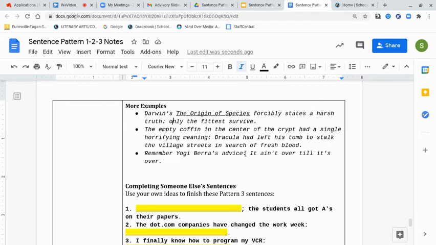Remember Yogi Berra's advice. What advice are we supposed to remember? It ain't over till it's over. This is one where it's capitalized in part because you could argue that it should be put in quotation marks. If you didn't use quotation marks, you would put a lowercase I on it. But what is the advice? It ain't over till it's over. That's the second sentence. It clarifies the first.